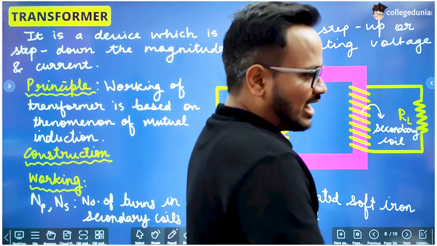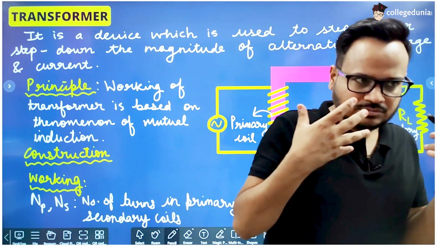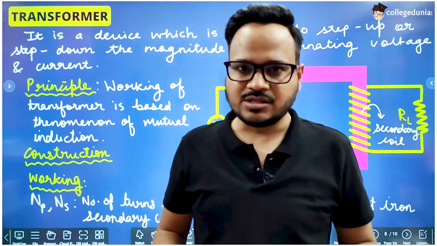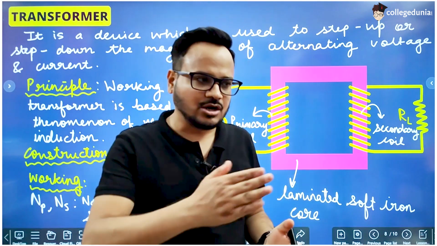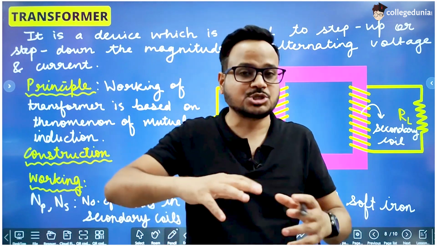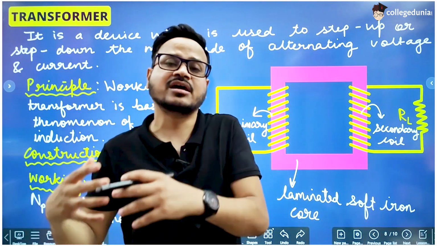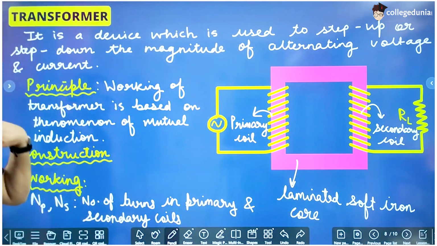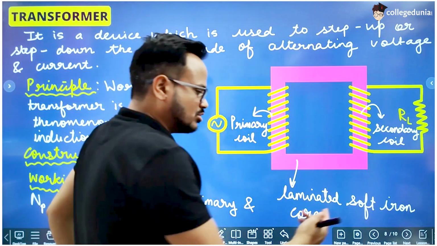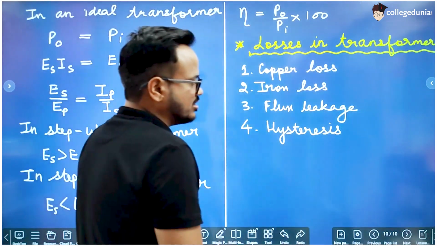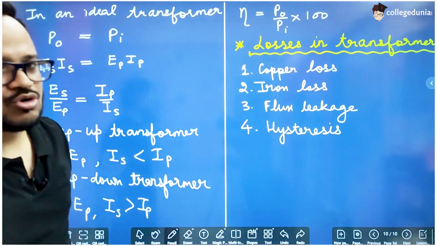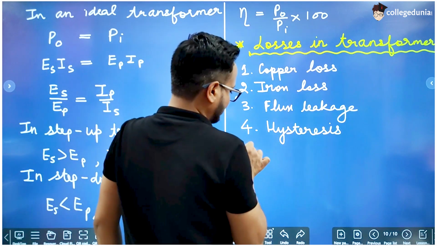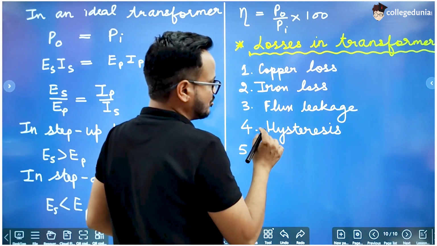So due to the alignment of those domains, obviously energy is spent when the domains get aligned in a particular direction, and then again they get de-aligned, then again they get aligned. So energy is lost in this process, and that is also a kind of energy loss. That energy loss is called hysteresis, and due to hysteresis also the efficiency of the transformer decreases.